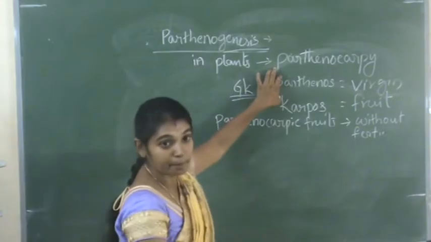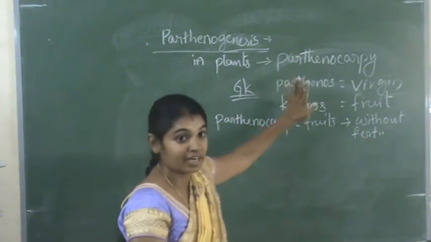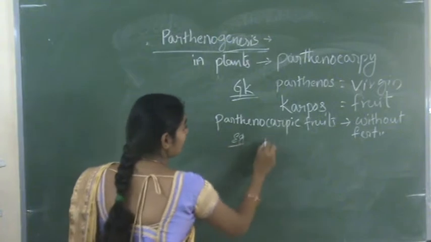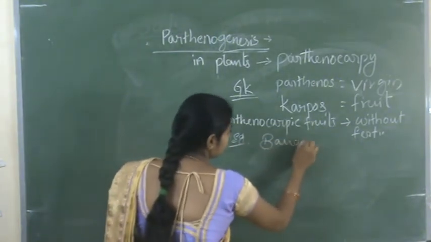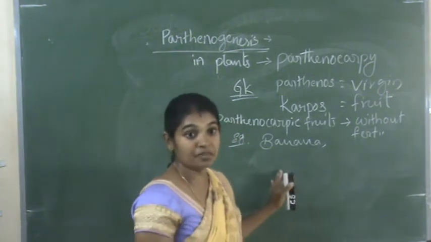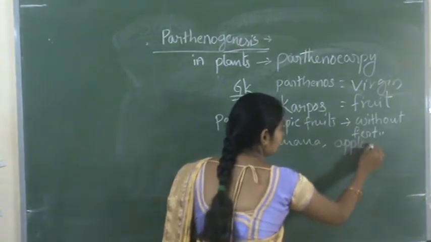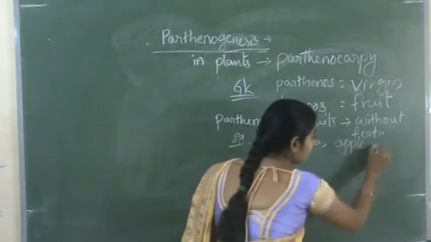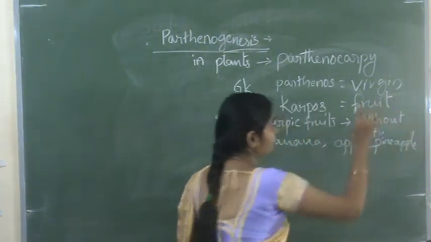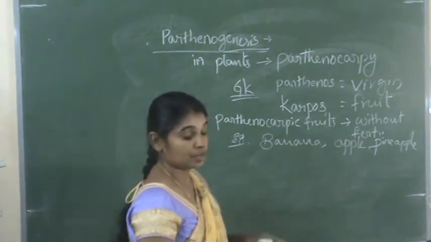So parthenocarpy is the formation or developing of fruits without fertilization. An example for this is banana. These are naturally parthenocarpic fruits, and also apple and pineapple. So these are naturally parthenocarpic fruits.